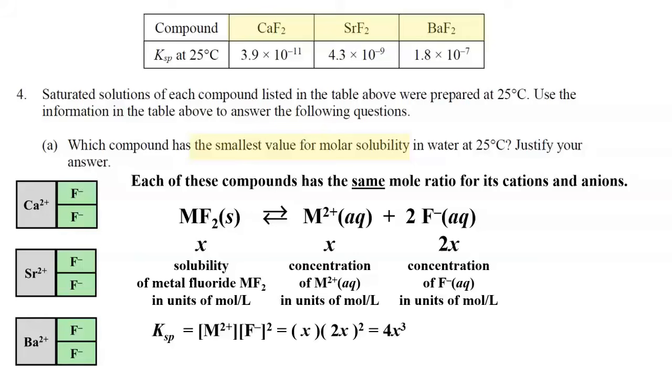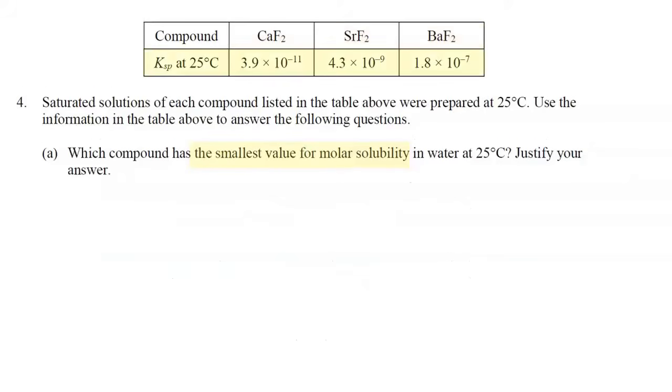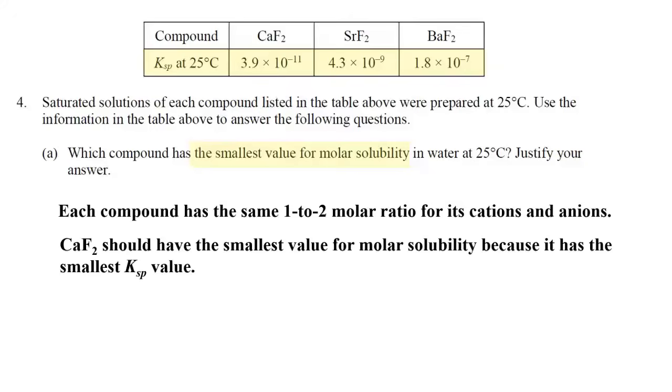No matter which solid compound we choose, X would represent the solubility of the compound. So we are able to compare the different values of KSP in the table. And because each compound has the same mole ratio for its cations and anions, we can choose the compound that has the smallest value for molar solubility, which will be the one that has the smallest value for KSP. So 3.9 times 10 to the negative 11 is the smallest value. So that makes calcium fluoride the correct answer to part A.